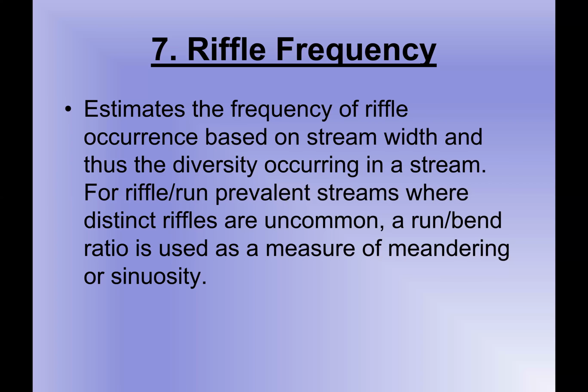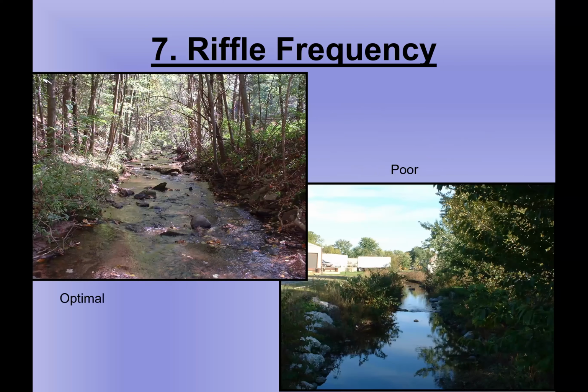So riffle frequency is number 7, estimates the frequency of riffle occurrences based on stream width and diversity occurring in the stream, riffle run prevalence. So how many riffles and runs do we have, and what's that ratio? Once again, more habitat means more diversity in the macros and other things. So we have lots of different habitats here with lots of different flow regimes, where this one, I see maybe 2. I mean, there's not too many differences there in regards to those riffle frequencies. It looks like there's maybe 1, and there might be another one downstream.